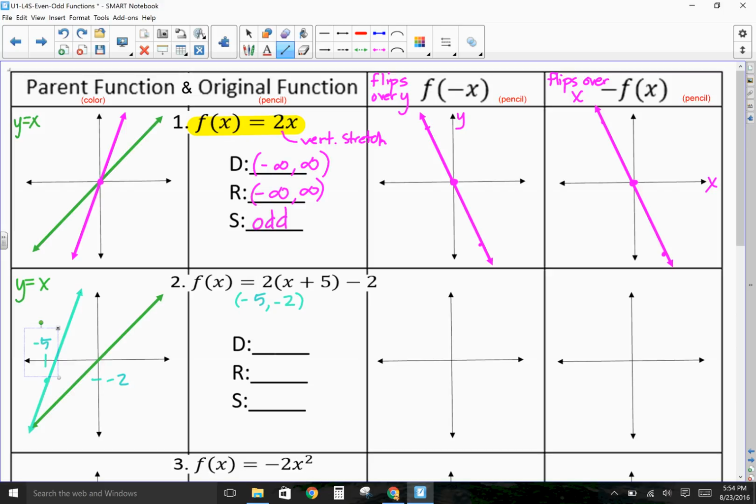And now we're going to go name our domain and range. So my domain is, it's a line, negative infinity to positive infinity. My range, again, negative infinity to positive infinity. Okay, and now this one we flip over the y, this one we're flipping over the x. Okay. And so you need that original point, negative 5, 2.